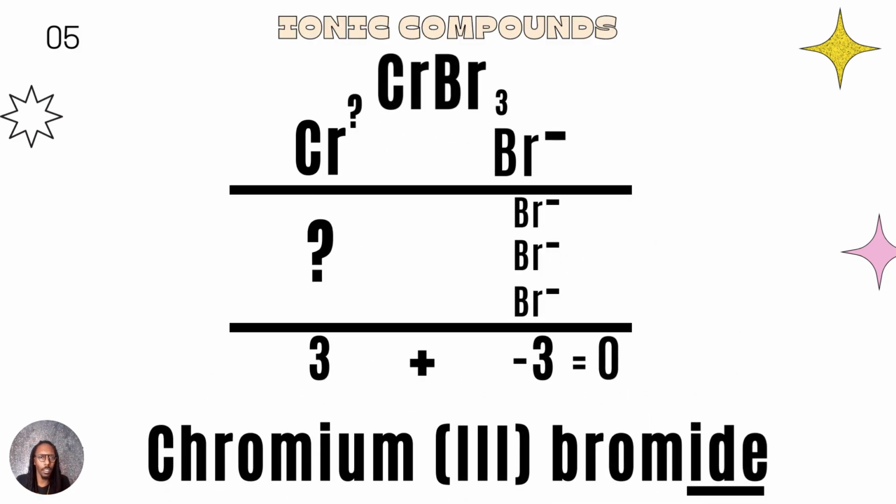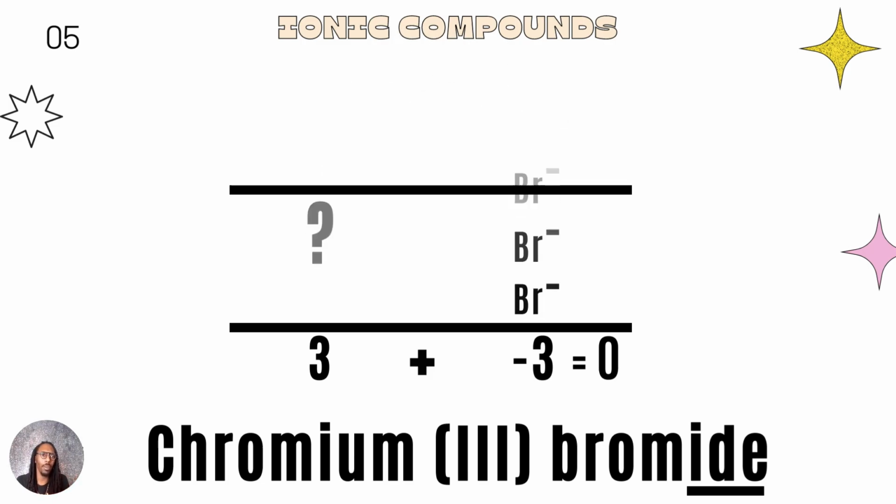So let's look at this example right here. We got CrBr3. So we understand, as the title says, it's an ionic compound. How's it an ionic compound again, Dr. J? Because Cr is a metal, Br is a non-metal. Now, wait a minute. Where is Cr on my periodic table?